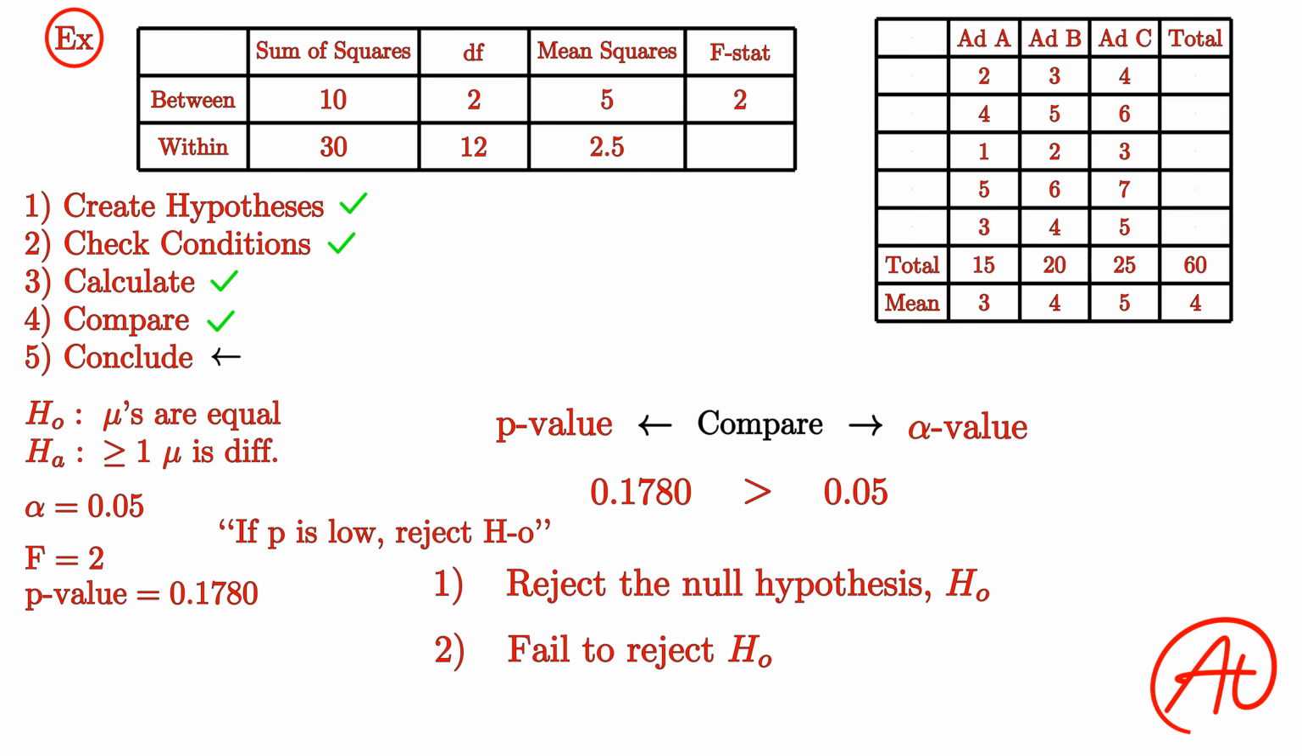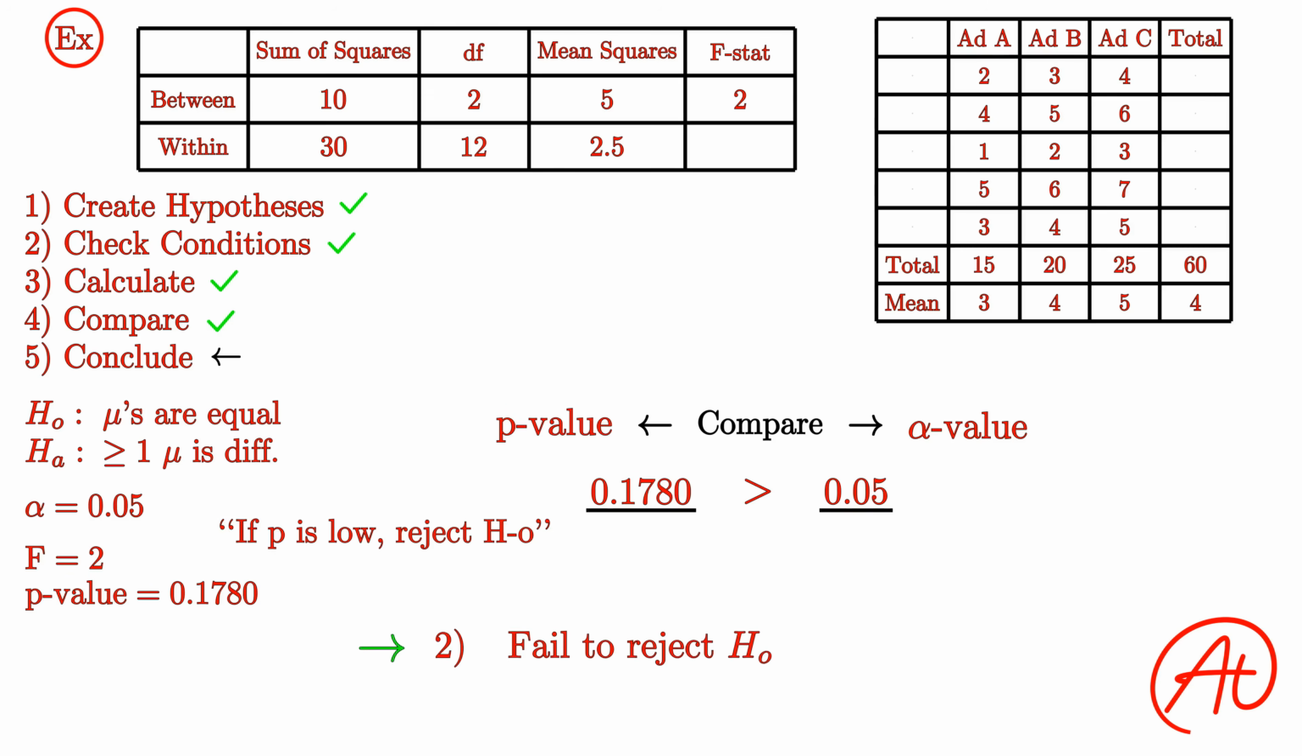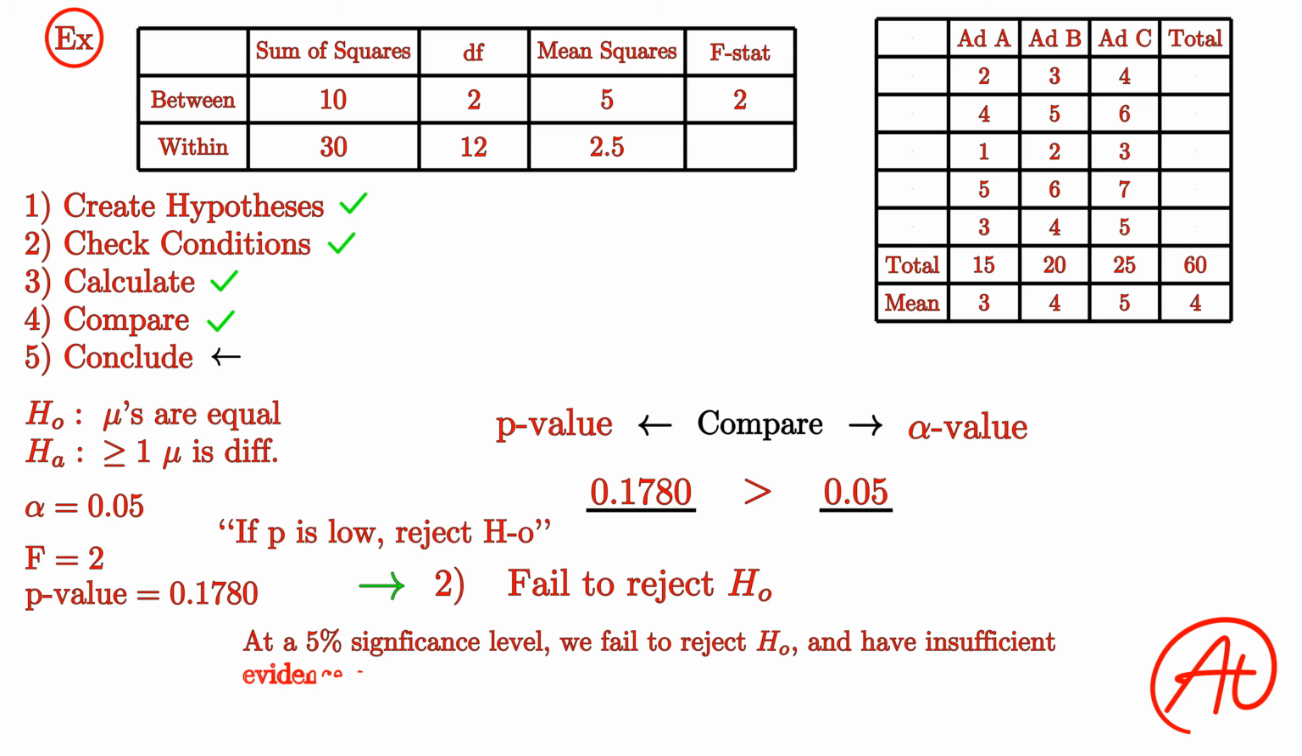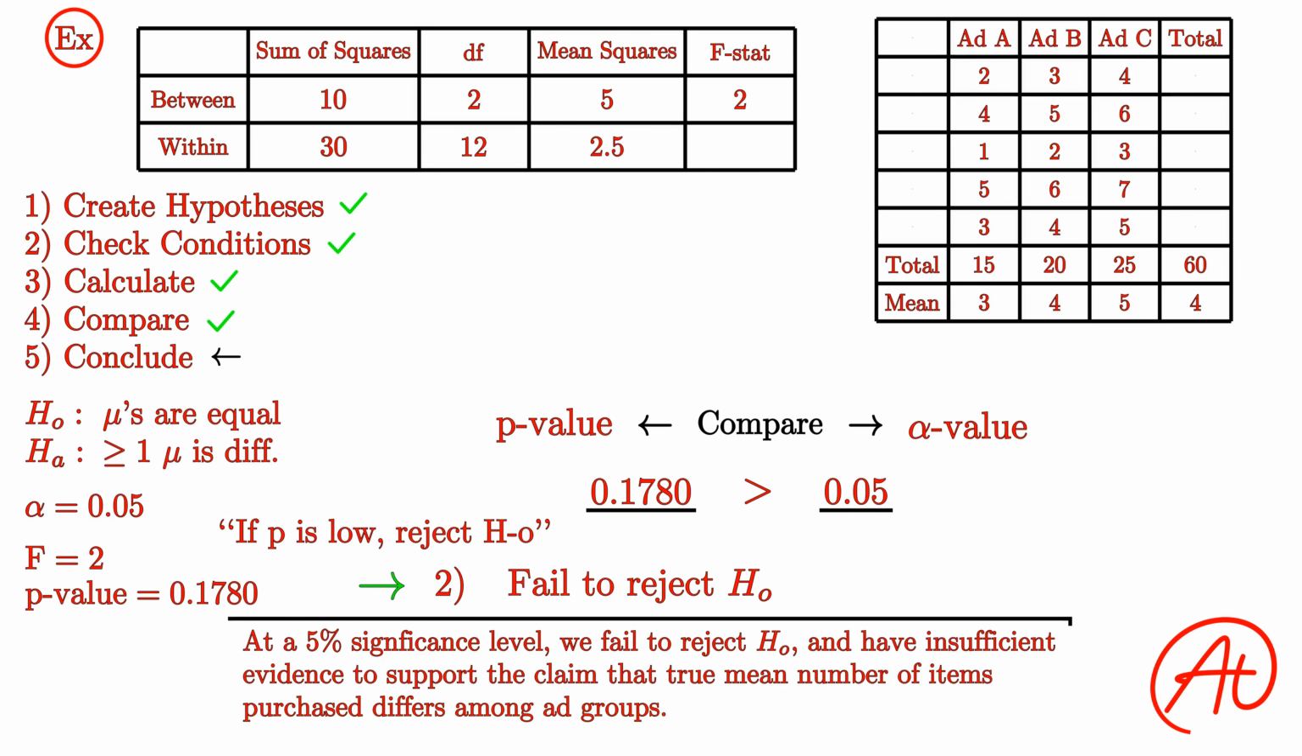For our example, the p-value of 0.1780 was greater than our alpha value of 0.05, so we would fail to reject our null hypothesis. To put this in context of the problem, we could say at a 5% significance level, we fail to reject the null hypothesis and have insufficient evidence to support the claim that the true mean number of items purchased differs among ad groups. Okay, so that's how you do an ANOVA test.